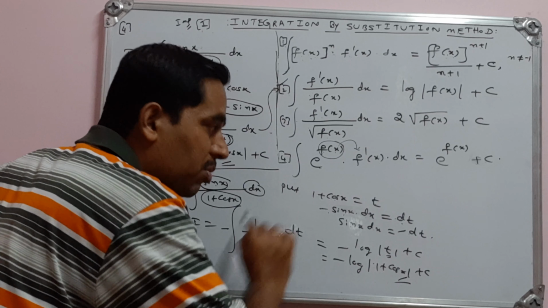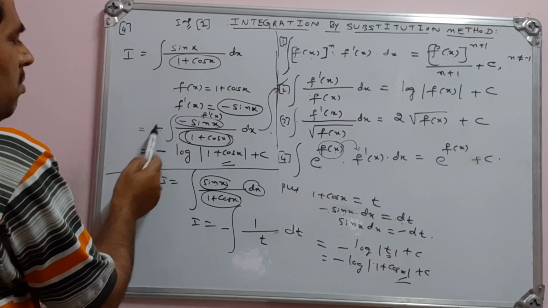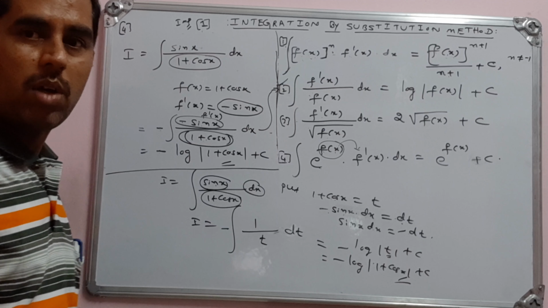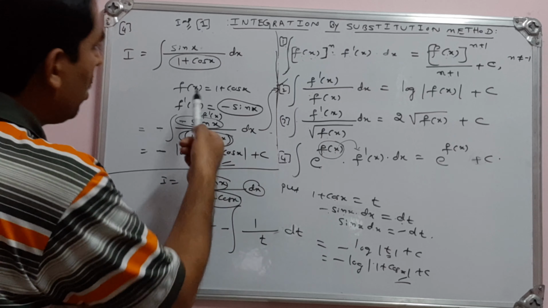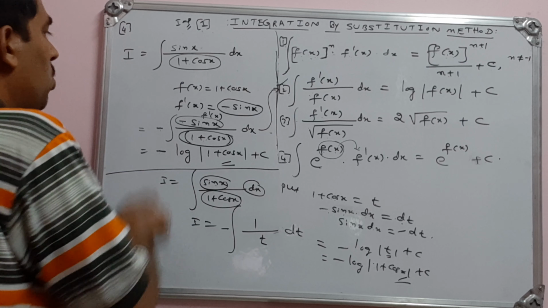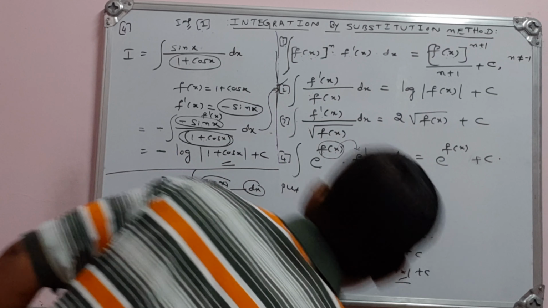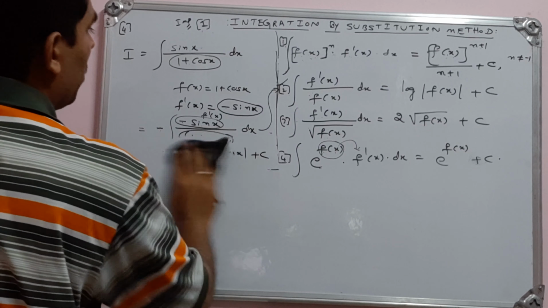This method is called the substitution method. Otherwise, it is in standard form: you multiply by minus 1 and write the answer directly by using these standard forms. So both answers are the same. This is the second method and this is the direct method. It is better that you use this method, or you can do it like this also. Then let us consider another problem. Fifth problem.